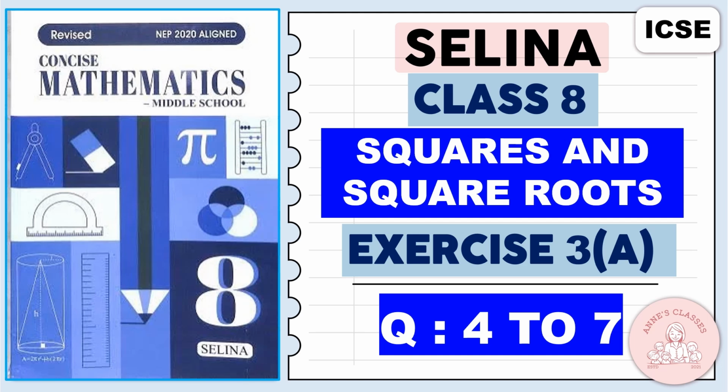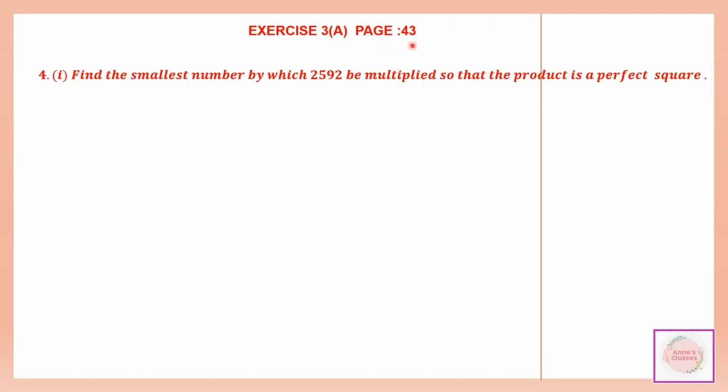Let's do squares and square roots exercise 3a, page number 43. We are doing question 4, the first one. Find the smallest number by which 2592 be multiplied so that the product is a perfect square.